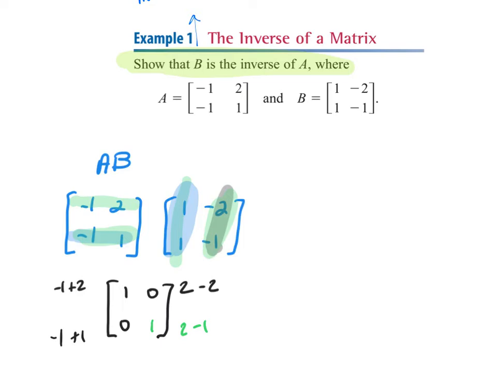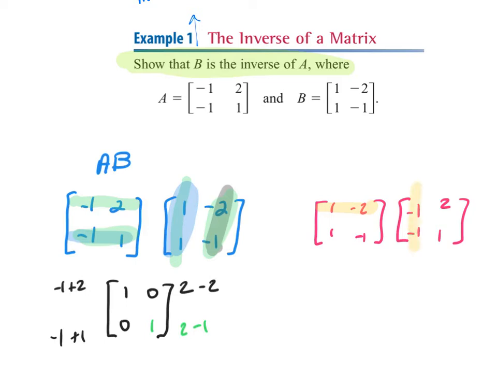Yes. So now we have to do the exact same thing, guys, but the opposite way. I'm going to take B, 1, 1, negative 2, negative 1, and multiply it by A, negative 1, 2, negative 1, 1. You can't just look at two matrices individually and say, oh yeah, those are inverses of each other. Sometimes they look like they are and they aren't, or vice versa. But you have to multiply A times B and then B times A to prove. So let's do this again.